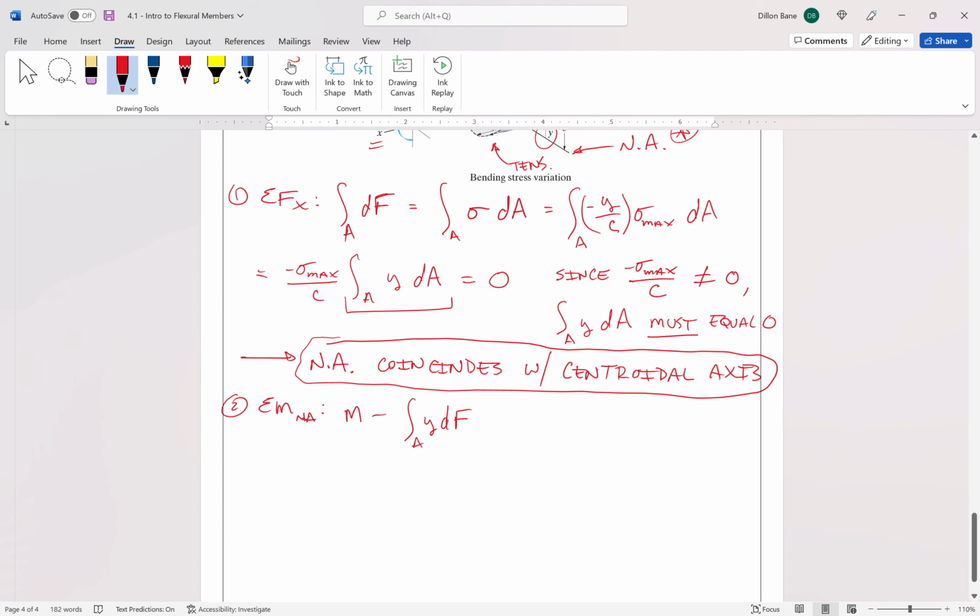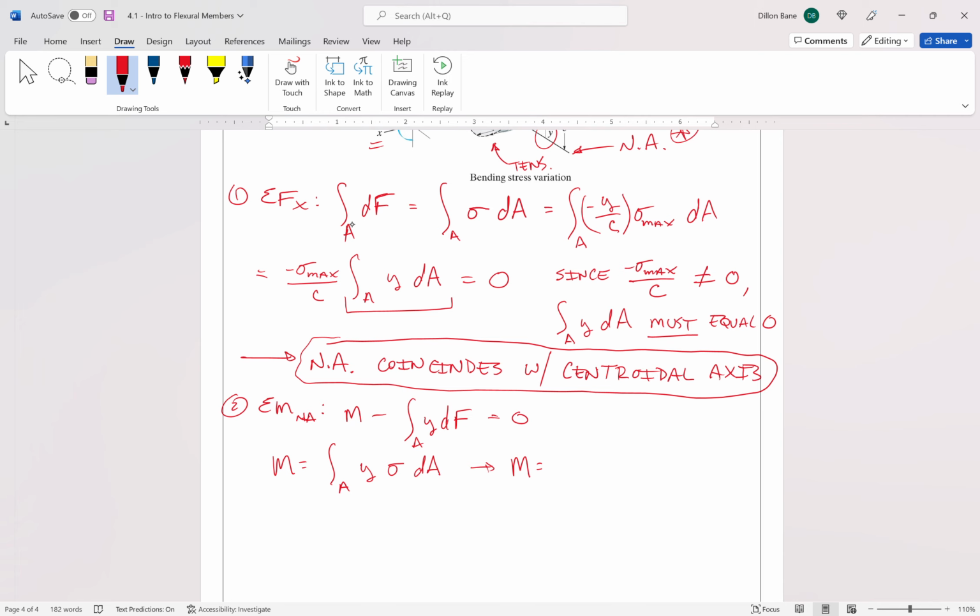Again, this is an equilibrium equation. We know this must equal 0. So just rearranging this, we find that moment is equal to the integral over the area of y times dF, but we know that dF is again sigma times dA. And once more, just substituting the same variables that we have been working with this whole time.